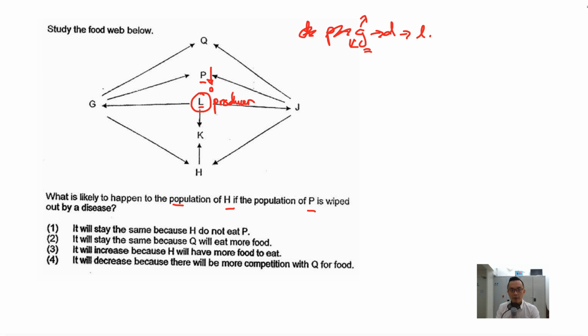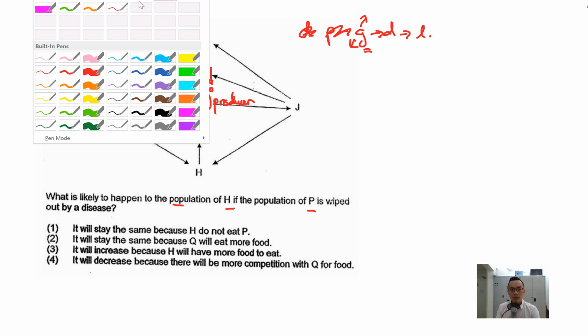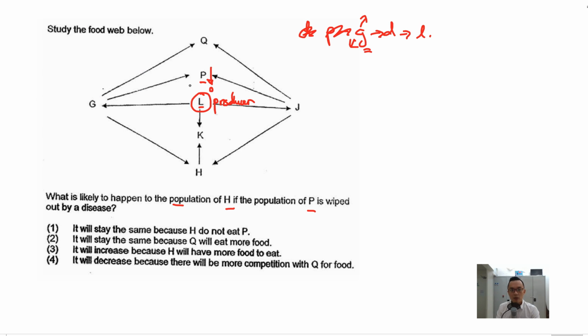Okay, so let's look at what happens when P is being wiped out. So if P goes to 0, then there will be an increase in G, because G is eaten by P, but it's also eaten by Q and is eaten by H. So if there's an increase in G, there will be an increase in H. So again, if P is wiped down to 0, there will be an increase in J. And if there's an increase in J, which is more food for H, there will be an increase in H again.